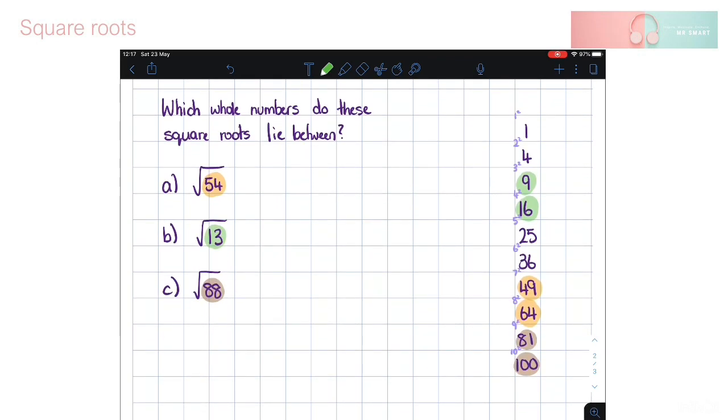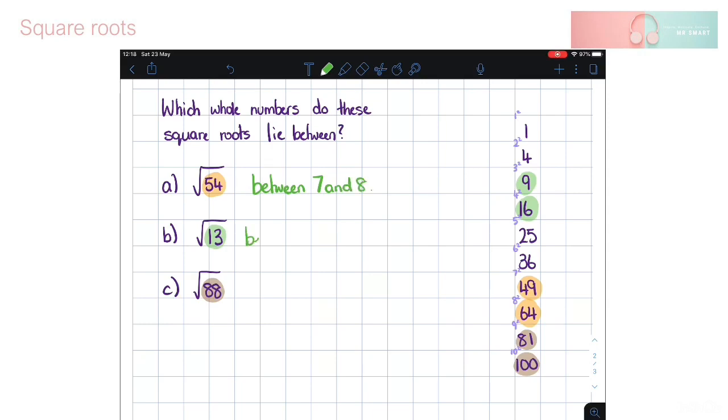Okay, finally then, let's have a look at this question. Which whole numbers do these square roots lie between? Now, for the purposes of this, we're just going to look at the positive square roots. So, highlighted in yellow then, we're looking at the square root of 54. So 54 isn't a square number, but it does lie between two square numbers, and that's 49 and 64. That's 7 squared and 8 squared. So I can say that the square root of 54 lies between 7 and 8.